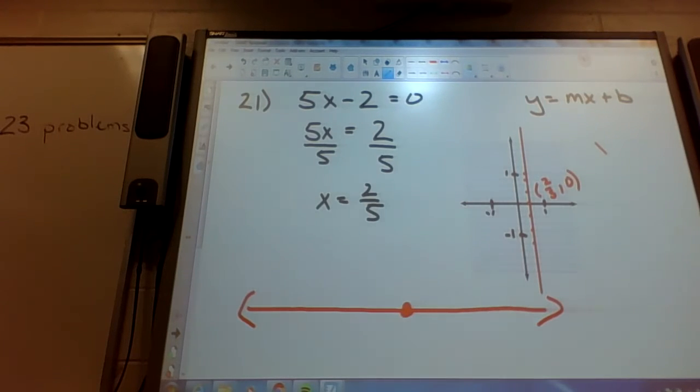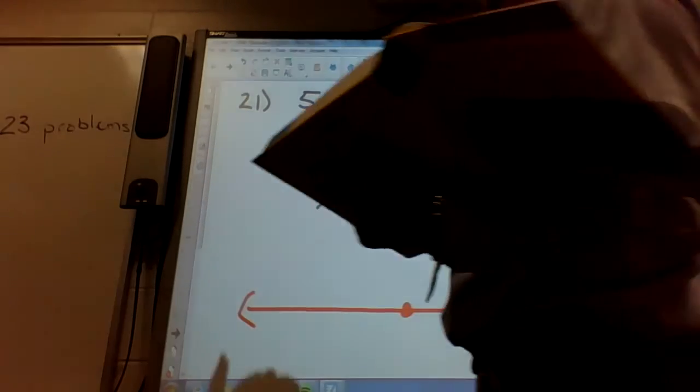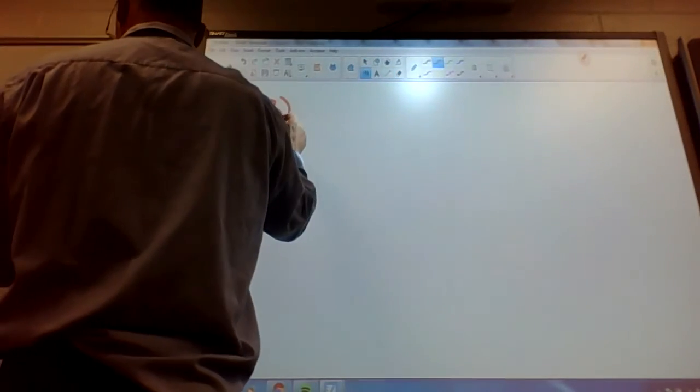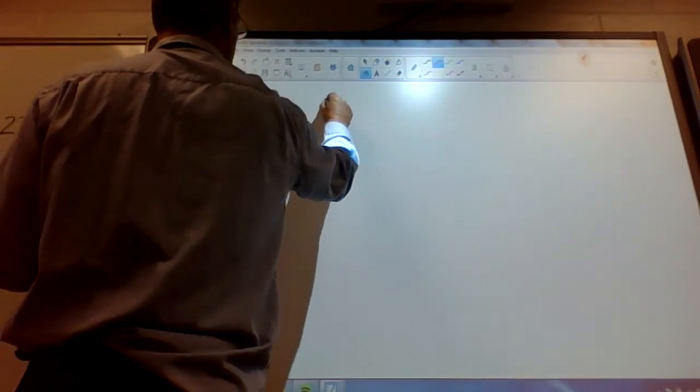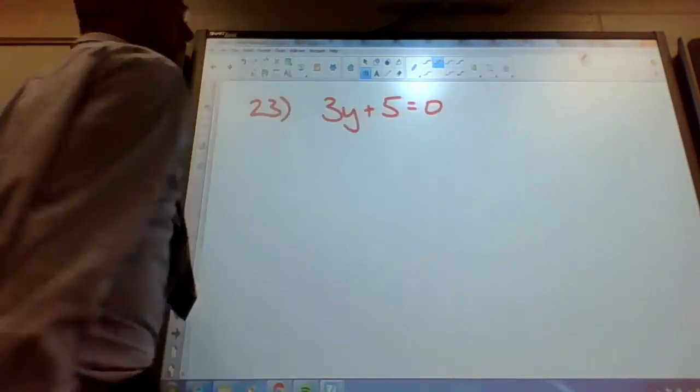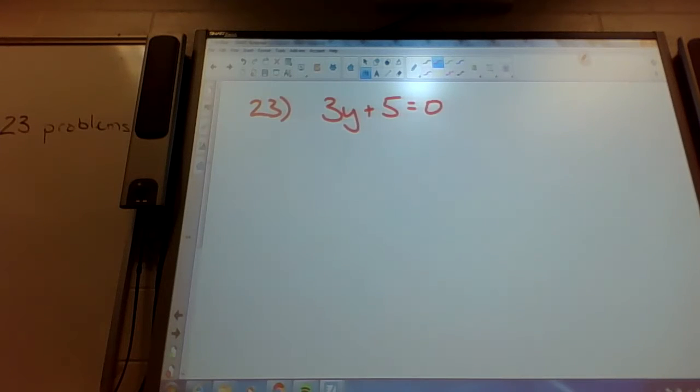I'm not going to do it on the board here, but I'll ask you guys, what do you think 23 is going to look like? 23 is 3y plus 5 equals 0. What do you think that one's going to look like? Horizontal line, okay? All right, good.